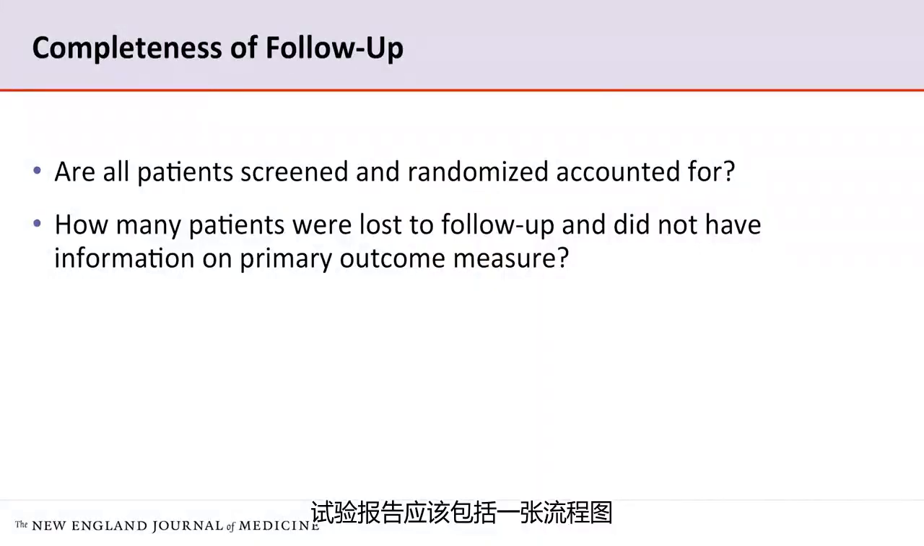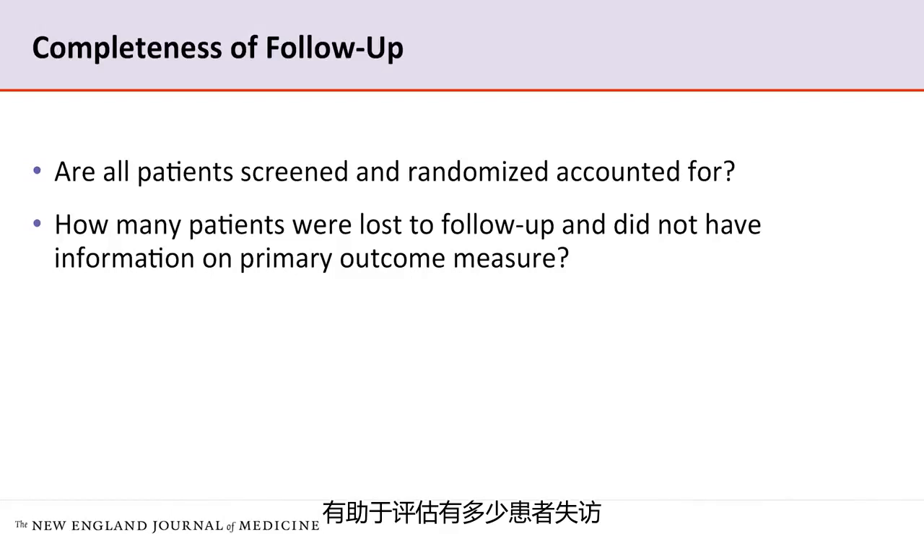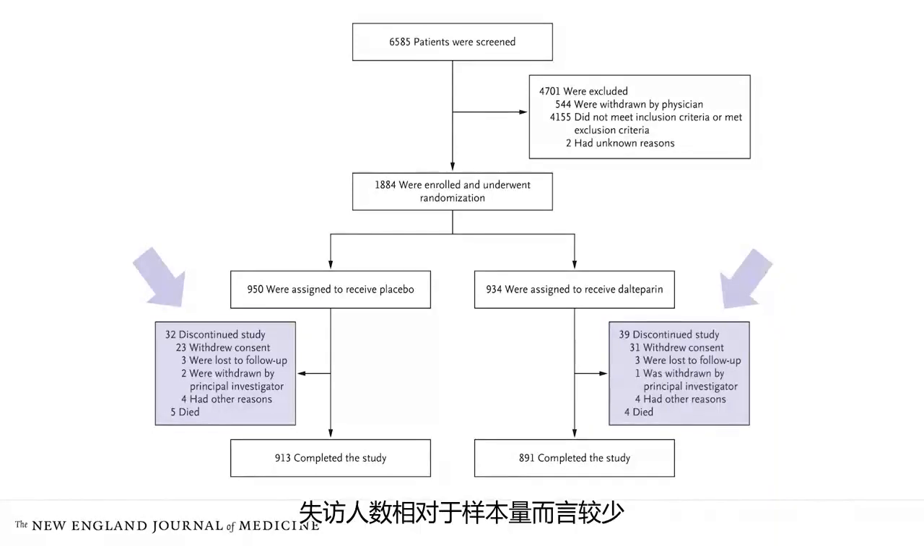Another common threat to internal validity is high rates of loss to follow-up, resulting in missing data for the primary outcome measure. Trial reports should include a flow diagram, often referred to as a consort diagram, which is helpful in assessing how many patients were lost to follow-up and how many did not have information available for the primary outcome measure. This is a consort-style flow diagram from an anticoagulation trial. As shown in the 2 highlighted boxes, the numbers lost to follow-up were small relative to the sample size and similar in the 2 arms, which is reassuring.